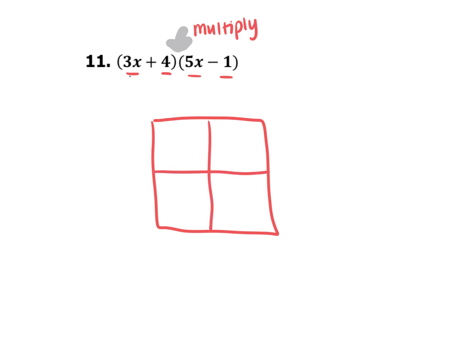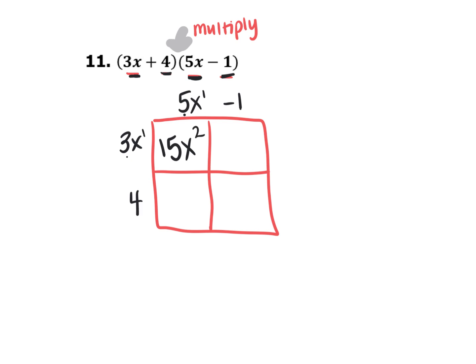So we're going to write 3x plus 4 on one side, and then 5x minus 1 on the other side. So let's go ahead and multiply. 3 times 5 gives me 15. And then I'm going to add my exponents. So x to the first plus an x to the first gives me an x squared.